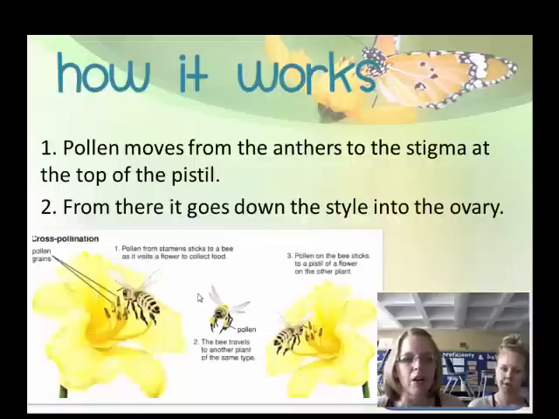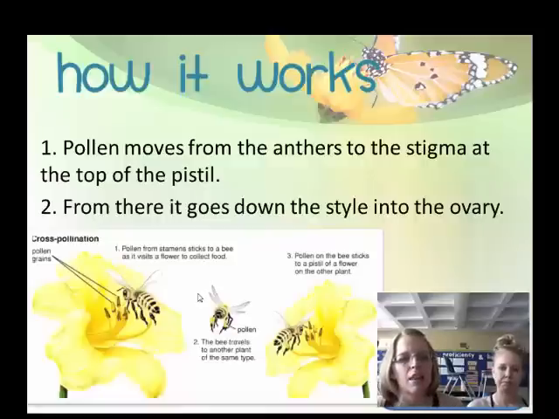Okay, so this is how it works. First, the pollen moves from the anthers to the stigma at the top of the pistil, and it probably uses a pollinator to help it move, like the bee's legs catch it and whatnot. And then it needs to go down from the stigma. It's going to go down the style to the ovary.